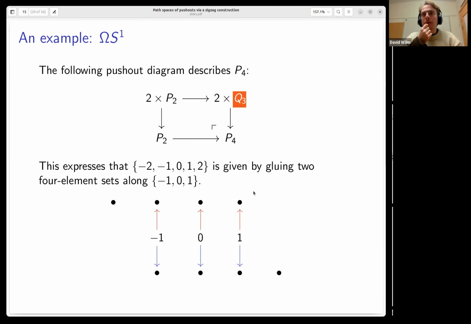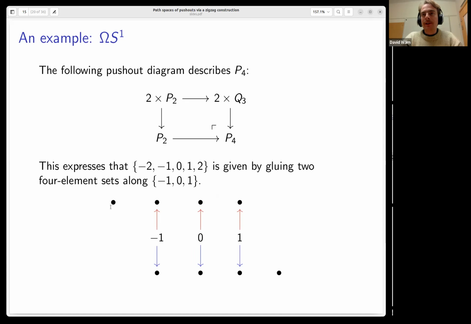Q3 is 4 points, so we have two copies in this picture below, and then we glue them along P2, which is 3 points, and the two maps P2 to Q3. This red map and a blue map, which kind of shift things to the left and right.